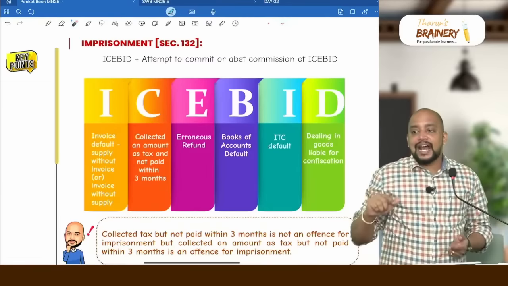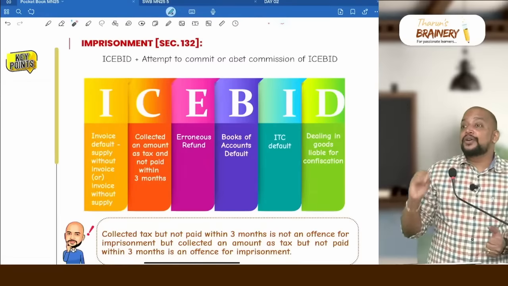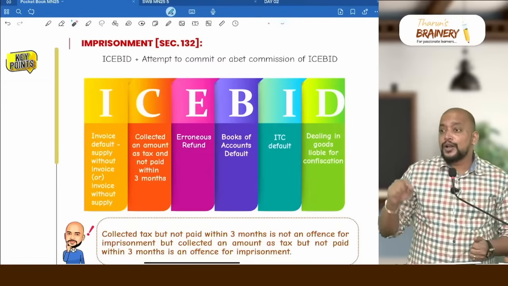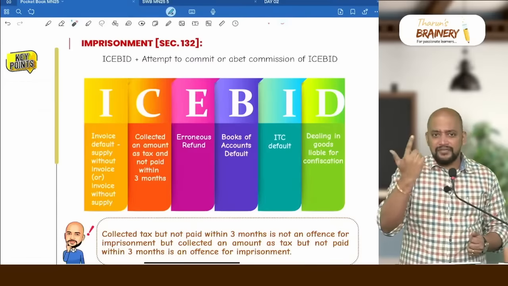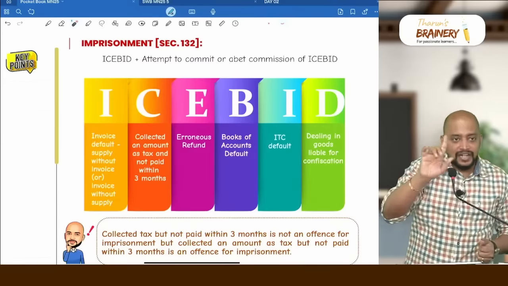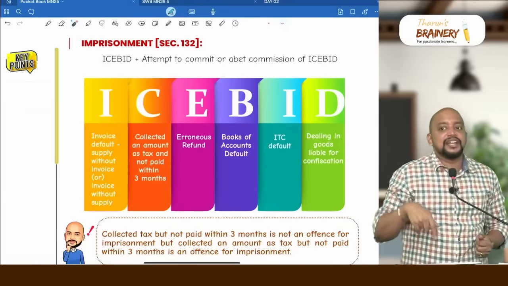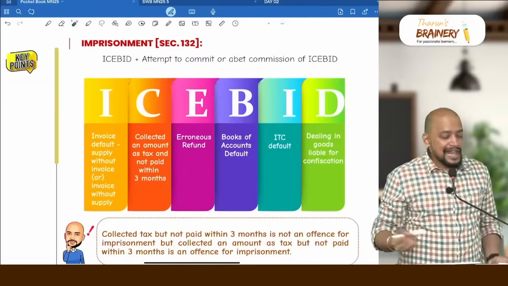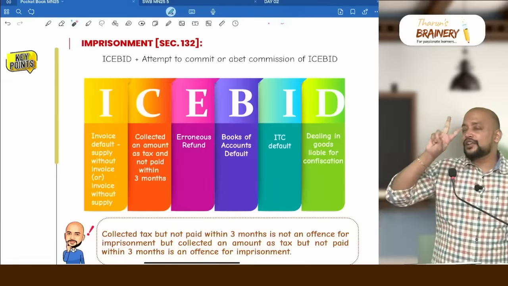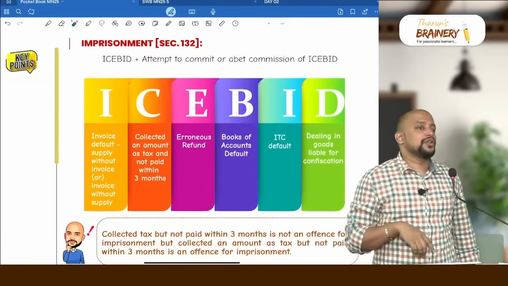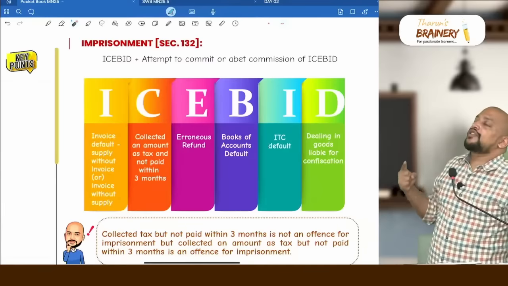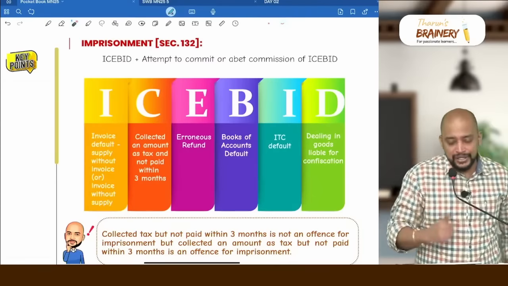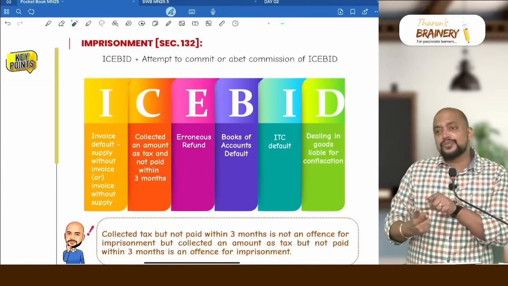Then that is C, I, C, E. E for erroneous refund. Okay, erroneous refund. Then B for books of accounts default. Only one is there. E, only one is there in BIODISCREDITED TFT, and even this B also only one is there. I, ITC default. D, there are 2 D's in BIODISCREDITED TFT. What are they? Dealing in goods liable for confiscation, disposal while detention or seizure is operational. But in these 2, which is more severe?